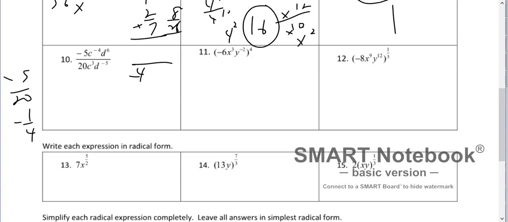Now, look at your letters. C to the -4 is going to go downstairs. D to the 6th is going to stay upstairs. C to the 3rd is going to stay downstairs. D to the 5th is going to go upstairs. And what we end up with is D to the 11th over C to the 7th, and the negative can go anywhere. Outside, top, bottom, doesn't matter. Just make sure it's negative.